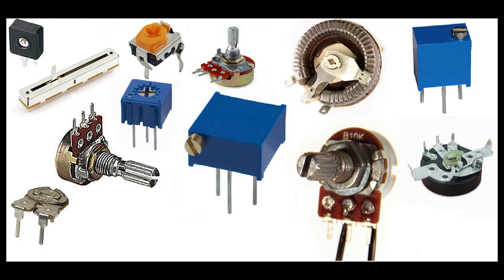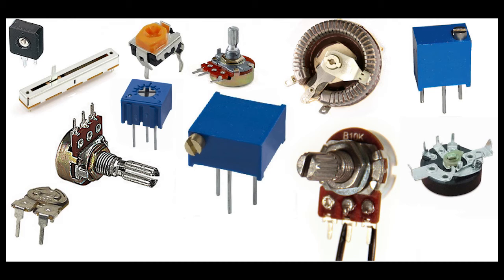There are also what's called single-turn potentiometers and multi-turn potentiometers. With single-turn, you can get the full amount of resistance from the center leg to either one of the legs by rotating the dial almost 360 degrees. It's not quite a full 360, but you just turn it once. It basically goes around once and you've got the whole rotation.